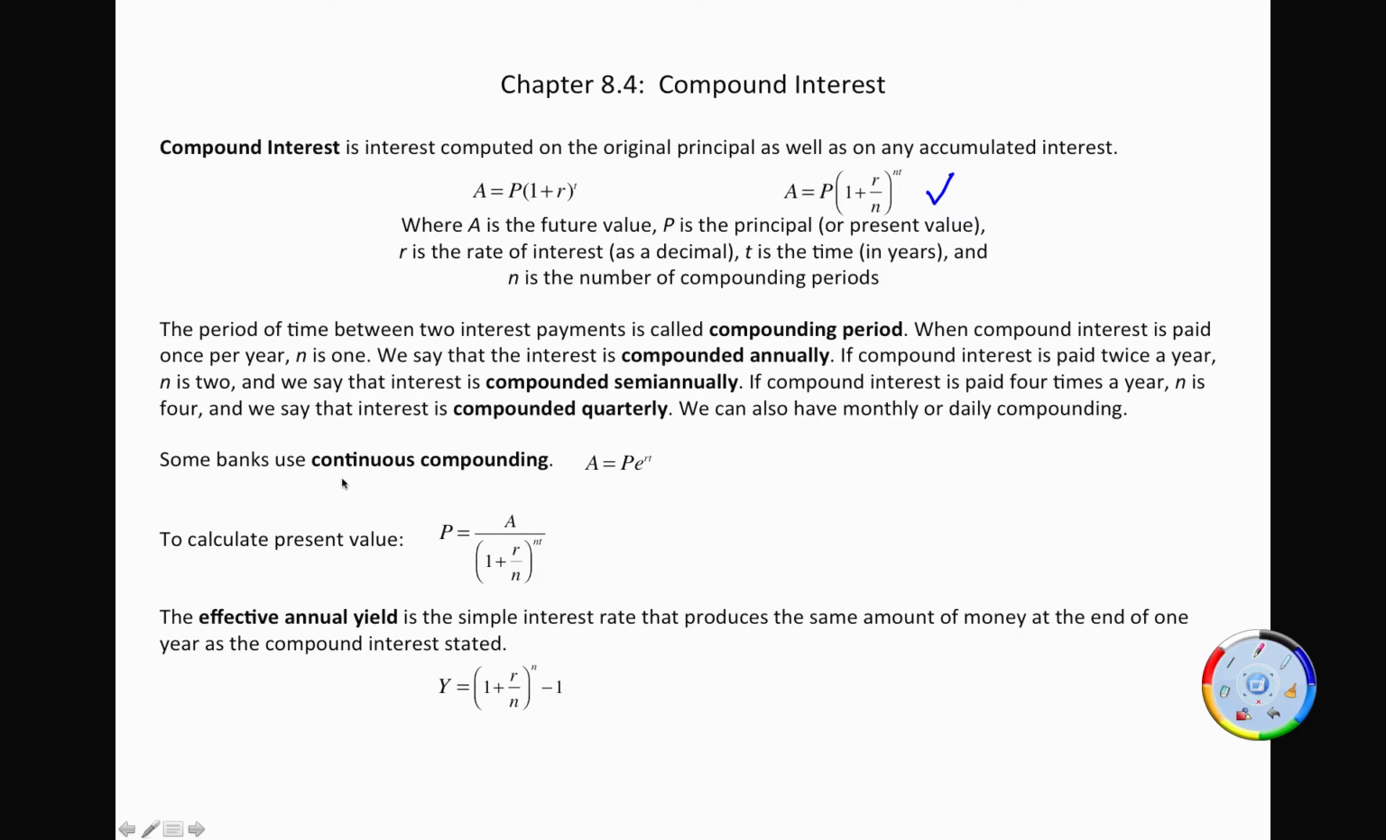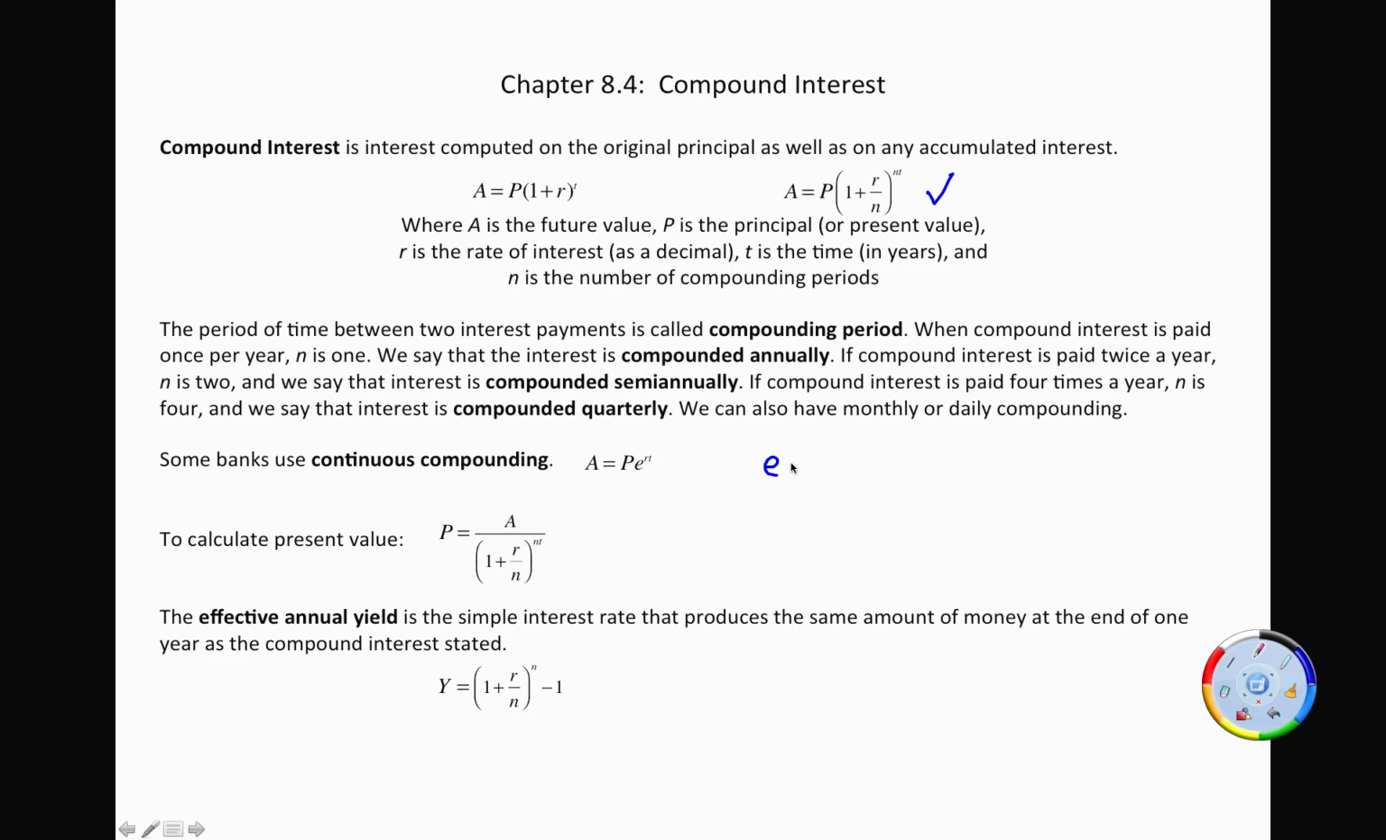Some banks also use continuous compounding. Think about this, not only every day or every hour that your interest gets paid to you and then begins earning interest, but every minute, every second, every fraction of a second. Okay, here's the formula for continuous compounding, where again, A is your future value or your accumulated amount, P is your present value, R is the rate of interest as a decimal, T is the time in years, and this E is a button on your calculator. So you may want to stop right now and find your calculator and find the E button.